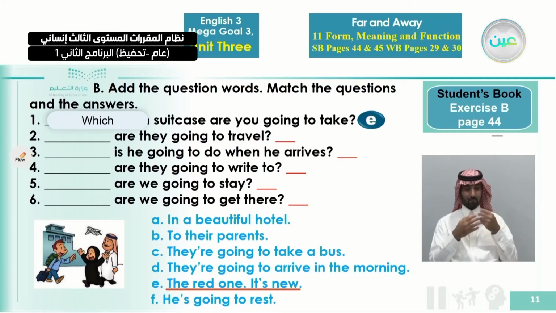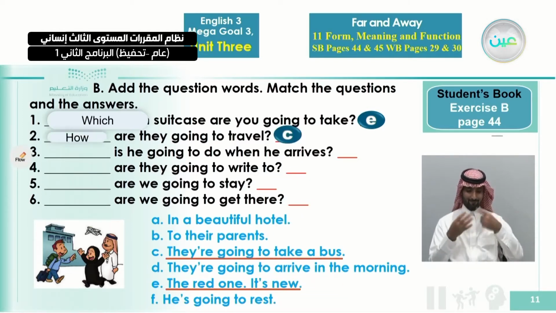Now let's go to number 2. How are they going to travel? So here, do we ask about a place, about a time, or what? Check number 2, and check for the right WH question, and check for the one that matches this answer. Here we say how. We are asking about the way, the method, how they are going to travel. We are asking about the method or the way that they are going to travel. The right answer is by bus.